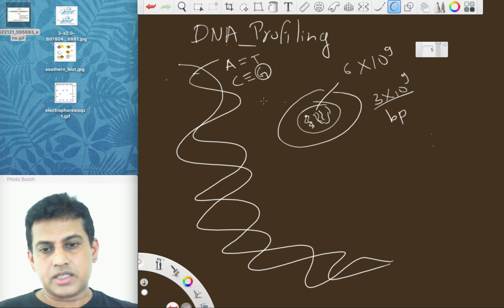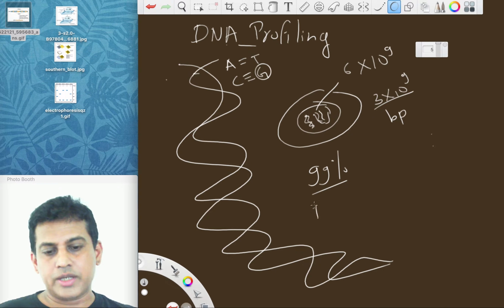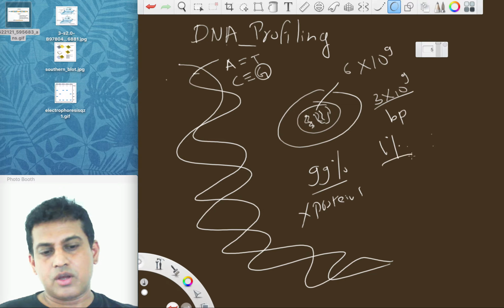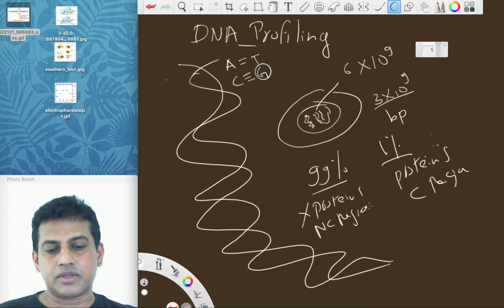Now when you look at these DNA molecules, they are quite huge. Interestingly, 99% of this DNA does not code for any proteins, so it doesn't make any proteins. Only 1% of our DNA makes proteins. We call that the coding region, and the rest is the non-coding region of DNA.